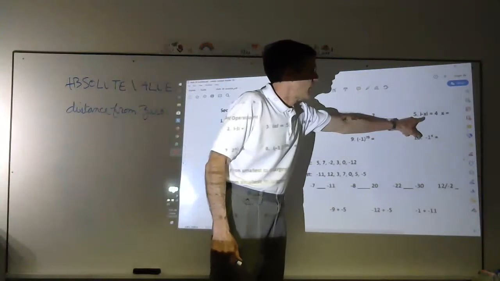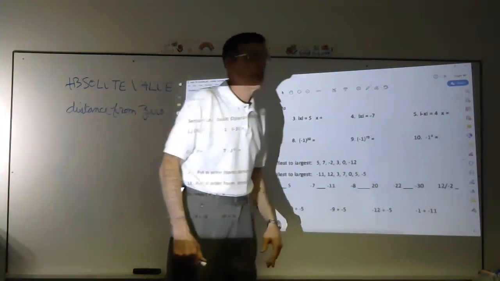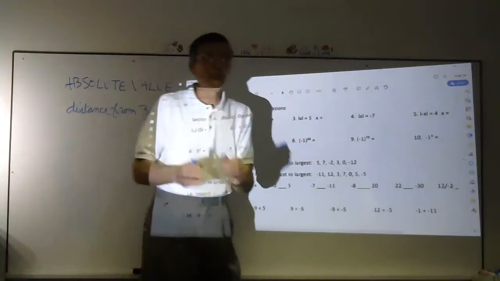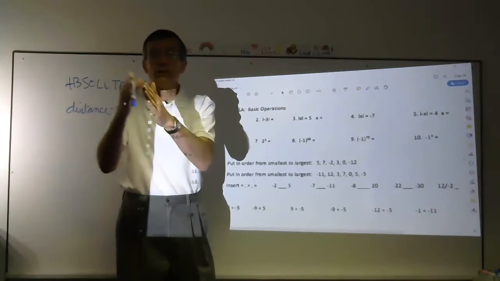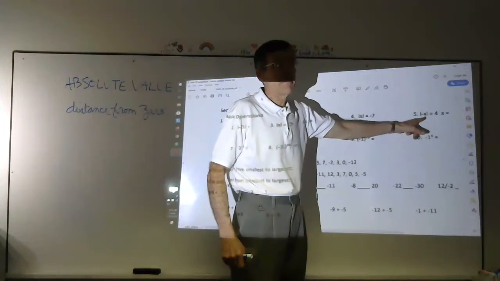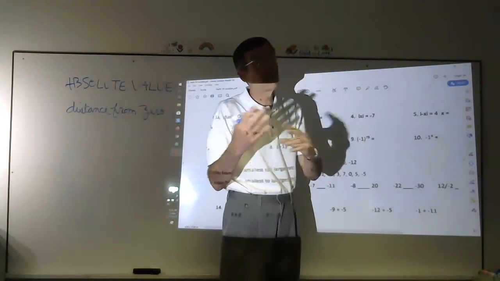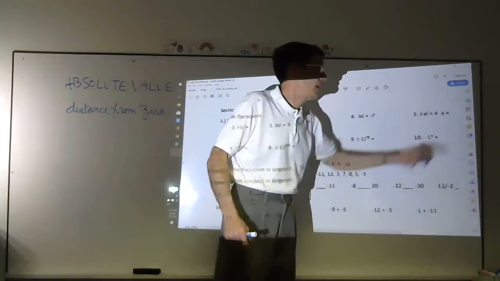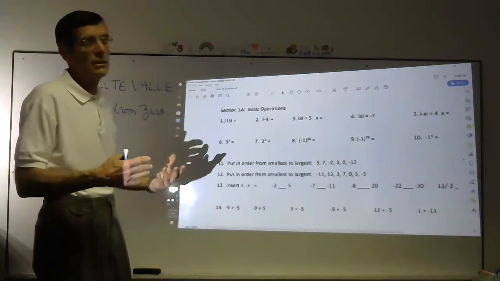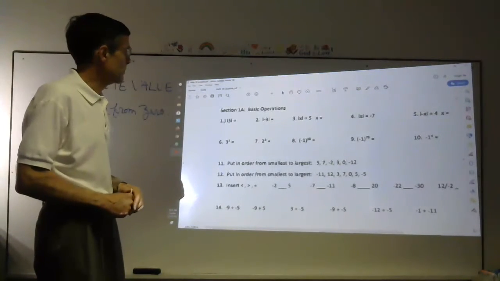How about the absolute value of the opposite of x is 4? Well, I know for a number to be 4 units away from 0 could either be a +4 or a -4. You put either one of those in there, take the opposite of it, you're going to get -4 or +4, and its absolute value is still 4. So x can be -4 or +4.